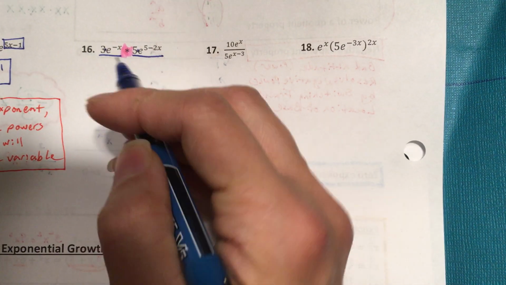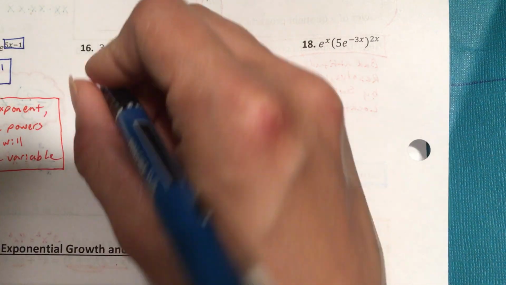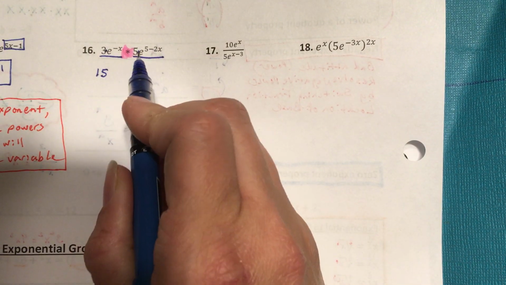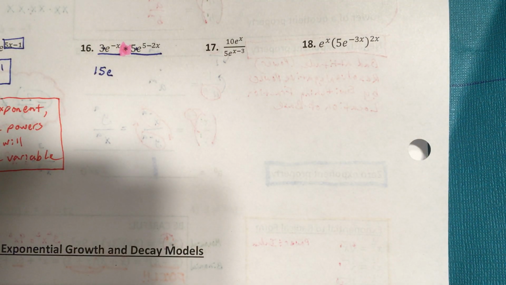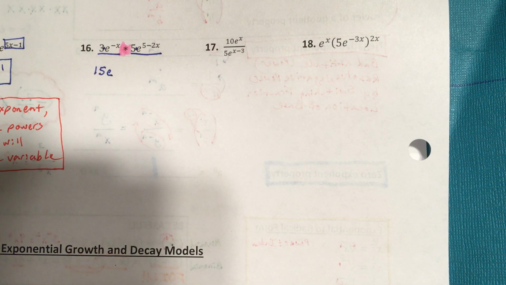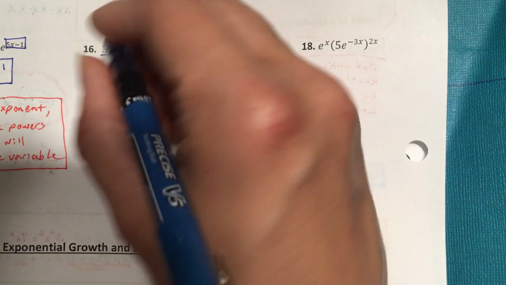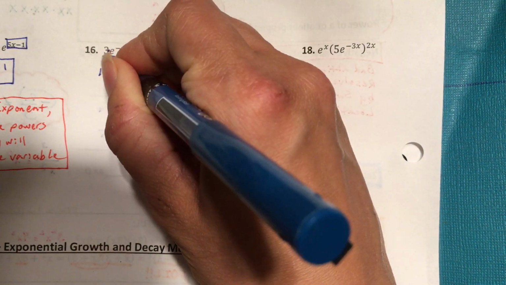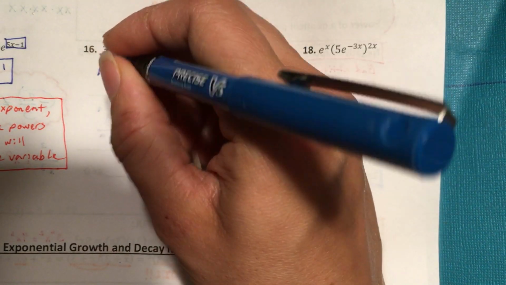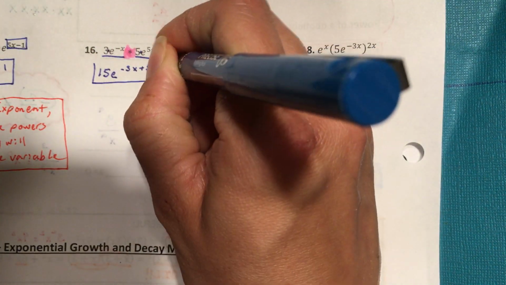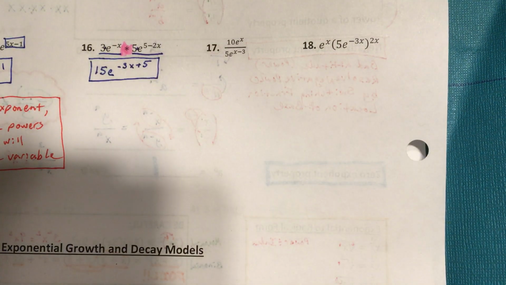So 3 times 5 are like coefficients. That gives me 15. Now with our e's, since we are multiplying those bases, MathSpam says we are going to add those exponents. So negative x plus a negative 2x is negative 3x. And then we've got the plus 5. And order doesn't matter. You could just as easily have e to the 5 minus 3x.